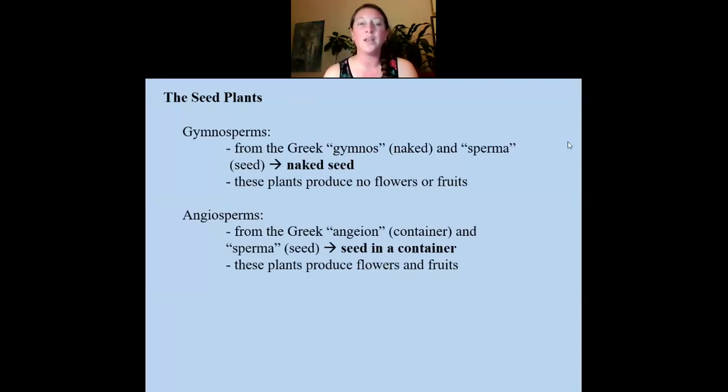Then you have angiosperms, which come from the Greek angion, which means a container, because they used to have these vases that were called angion things, and they look like a container. And then sperma, again, is still seed. So angiosperms means a seed in a container. In the case of plants, that container is a flower and later a fruit. So gymnosperm, naked seed. Angiosperm, seed in a container. And the container is a flower.